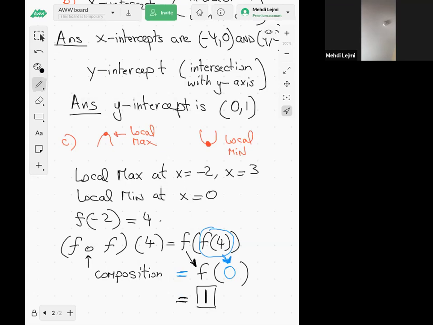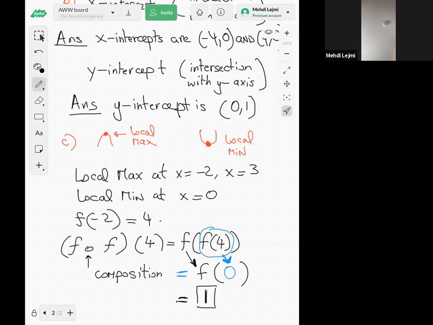Yeah, same idea for f composed with f of negative 2, f composed with f of negative 4. If you understand how it worked for this example, then the g and h is just the same kind of problem. All right, so because we have just 10 minutes, I think probably it would be a good idea to move to another problem.